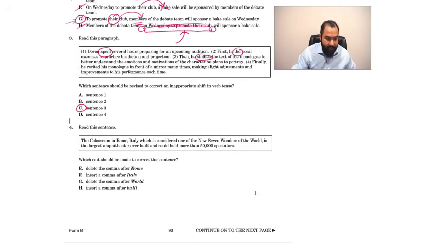Now number 4, the Colosseum in Rome. So Rome is a city and Italy is the country. So we need this comma here, because that's what they said, the correct punctuation. So we need this comma because we are stating the city and the country. City, comma, the country. So we need that comma there.